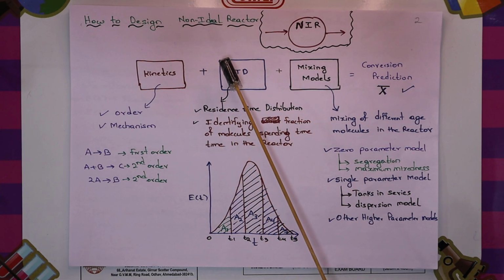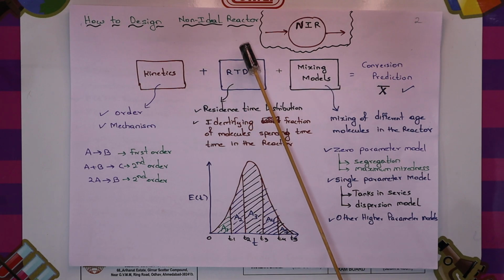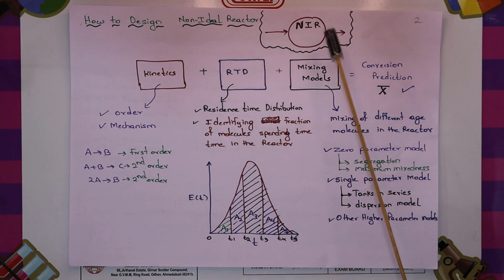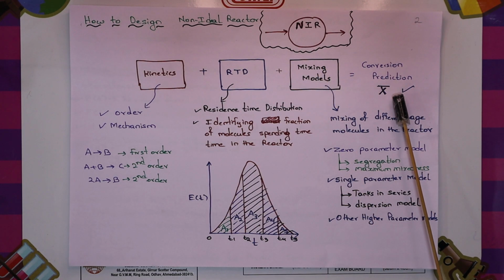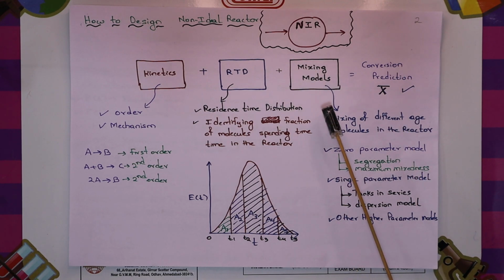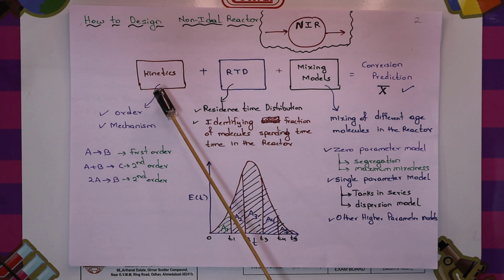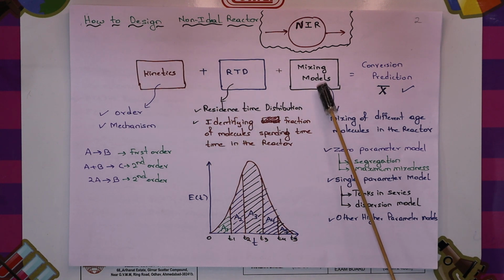Before I start the lecture, I request you to follow my lectures from the beginning because every lecture is connected. A small recap: designing a non-ideal reactor means predicting the conversions in that particular non-ideal reactor, and we need three different pieces of information. One is kinetics, second is RTD, third is mixing models.